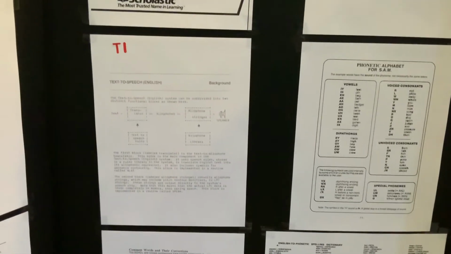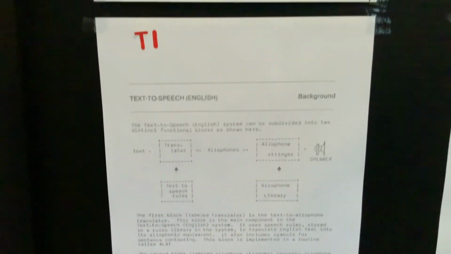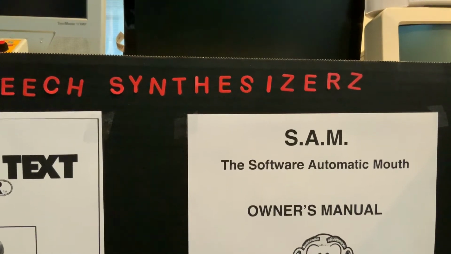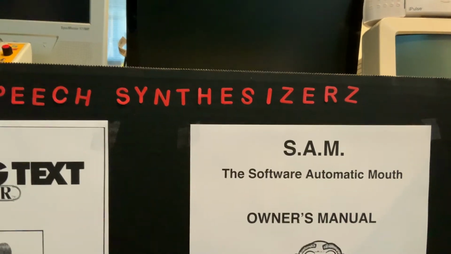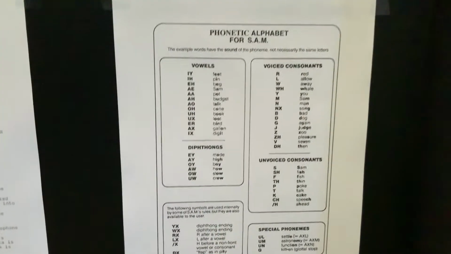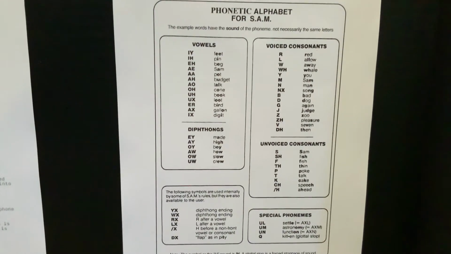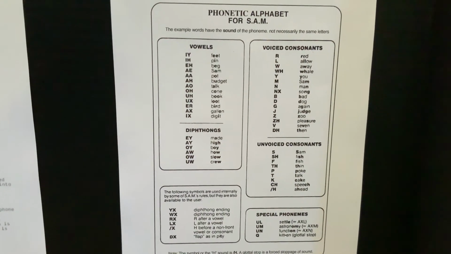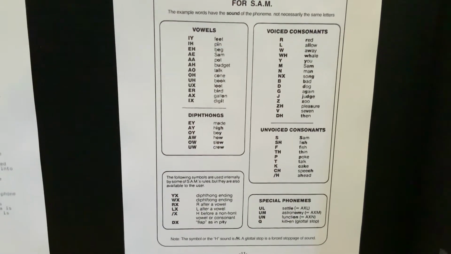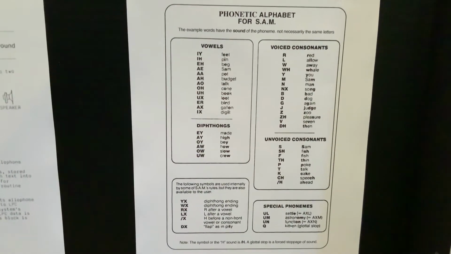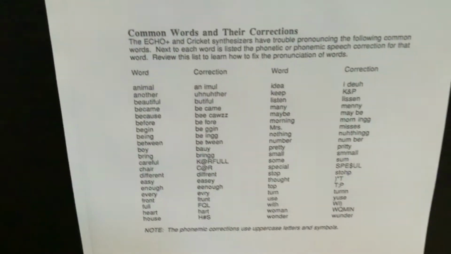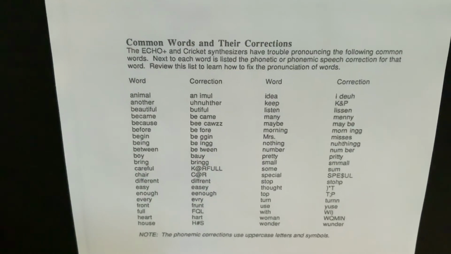And the Texas Instruments computer had text-to-speech via a card that plugged into the side. If you notice a spelling error on this exhibit, it is because you had to occasionally modify the spelling of words in order for them to pronounce correctly. So for the SAM program, these are the diphthongs and unvoiced consonants and special phonemes that you would need to use to correct the pronunciation of certain words. For the Echo, these are common words that needed to be corrected.